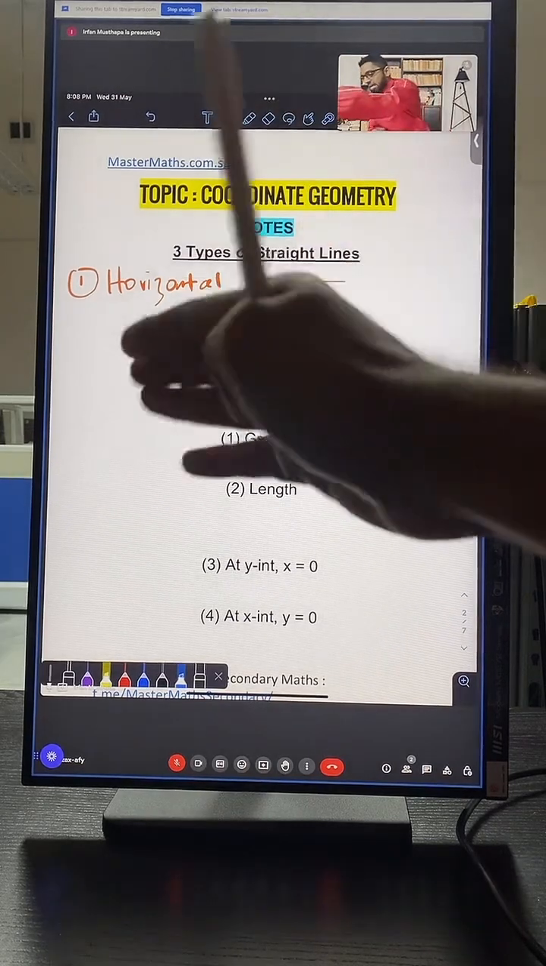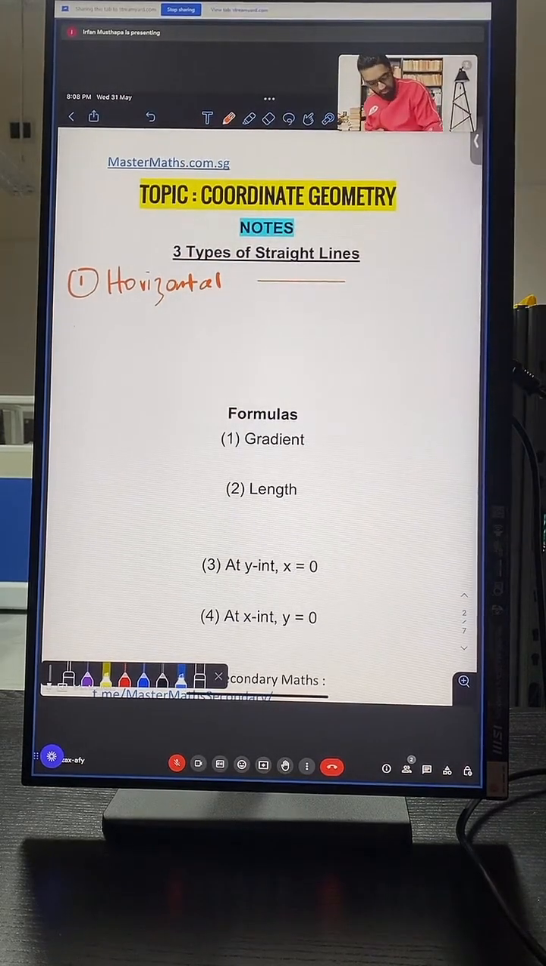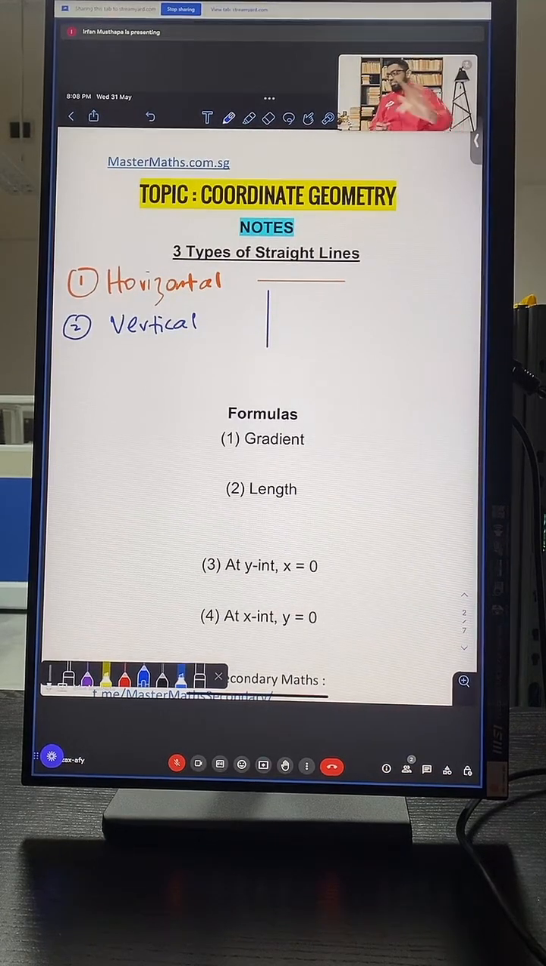The second type of line is a vertical line. Now, a vertical line is going from top to bottom. Like this. And that is a vertical line.